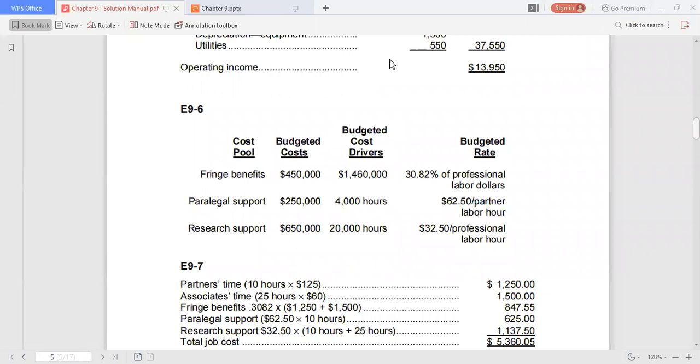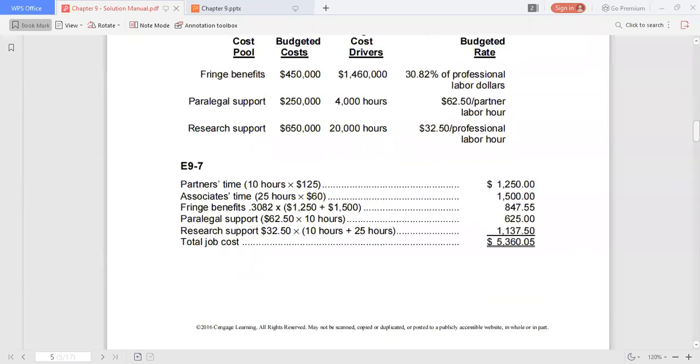Next, we go to E9-7. Job cost for a client. That's the continuation of 9.6. A client, Jim Adams, requires 10 partner labor hours and 25 professional associate hours from Mason and Houghton, the law firm. In E9-6, partners are paid $125 per hour and associates make $60 per hour. Compute the cost of the Adams job.